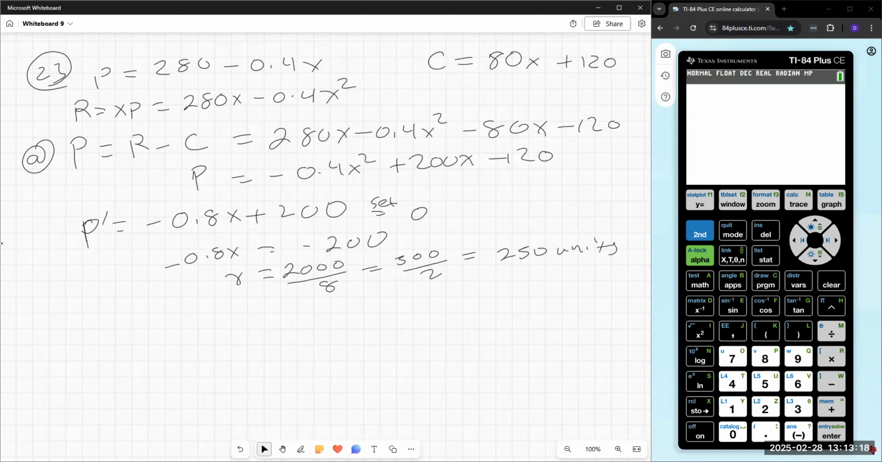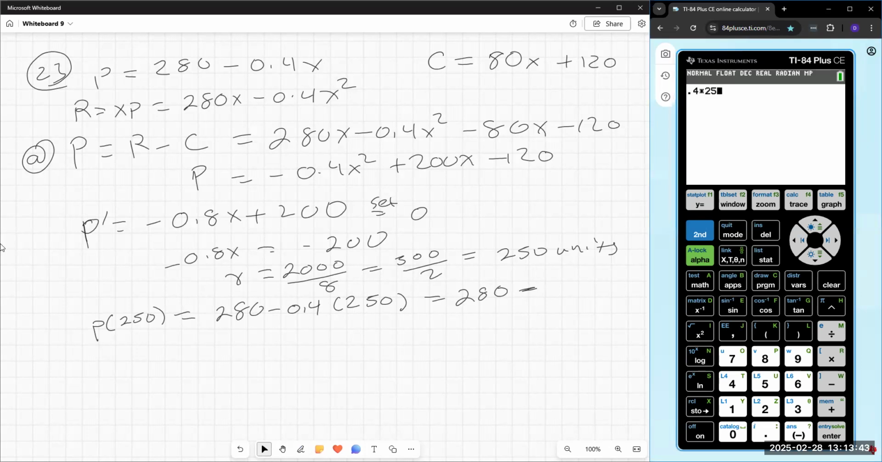Now, that's not my answer because I need to find the price set for selling 250 units. $280 minus 0.4 times 250 should be 100, I think. Yeah. So we should set that at $180.